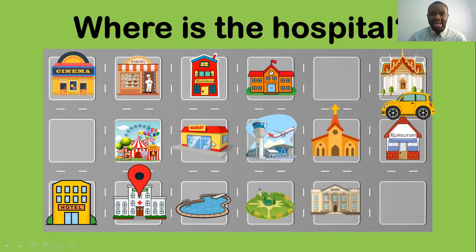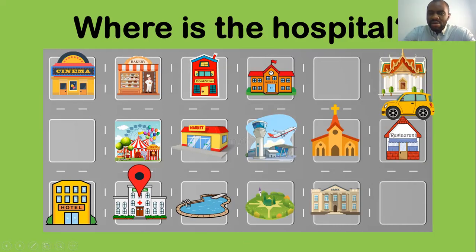This is the market. This is the fairground, a playing fairground. This is the playground festival. Okay. This is a hotel. This is a hospital. This is a swimming pool. This is the park. I go there for jogging. This is the bank. Okay. These are places around my town where I give directions.